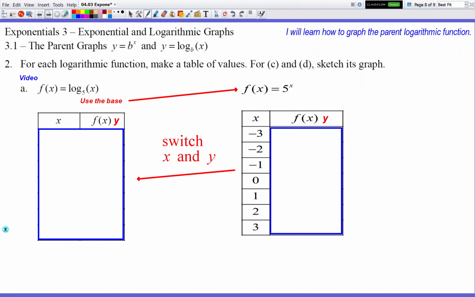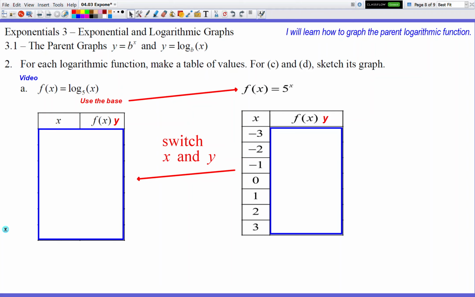And here we go. Okay, so I'm going to show you guys how to create tables, because that's probably going to be the part that's the most important. That's going to make or break a problem. If you can't create the table, then you're not going to do the graph anyway. So our job is to graph this equation, log base 5 of x. So you're going to use that base 5. You're going to create an equation from it, so 5 to the power of x. And we're going to create a table based on 5 to the power of x.